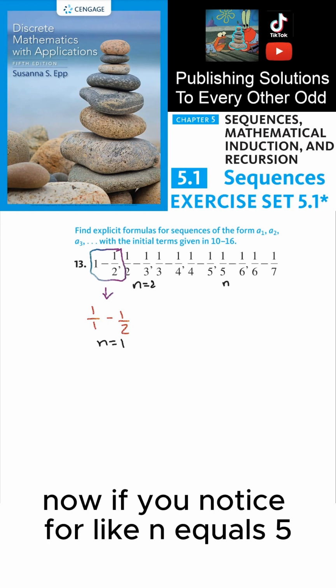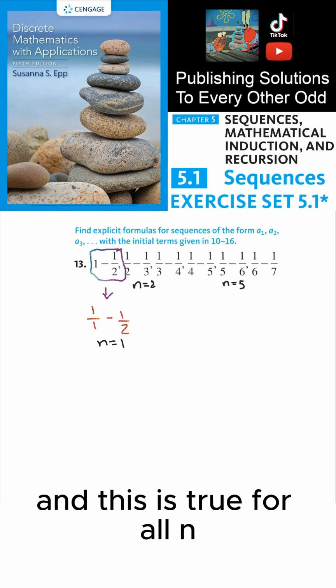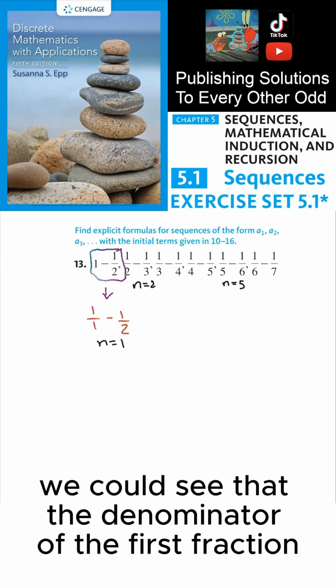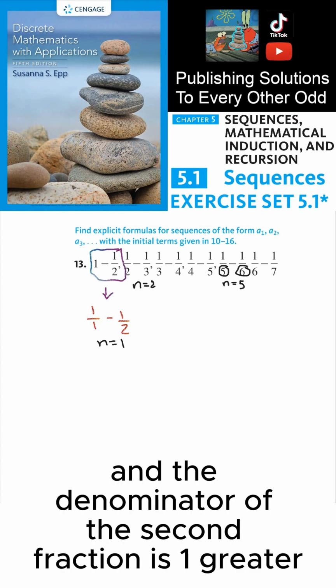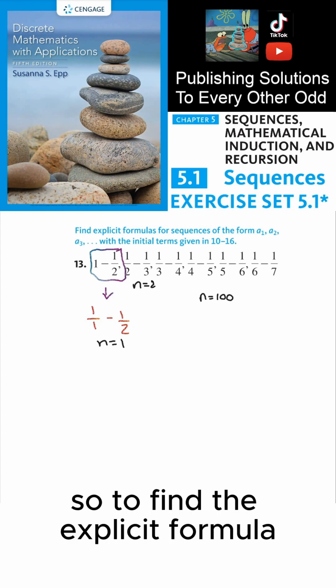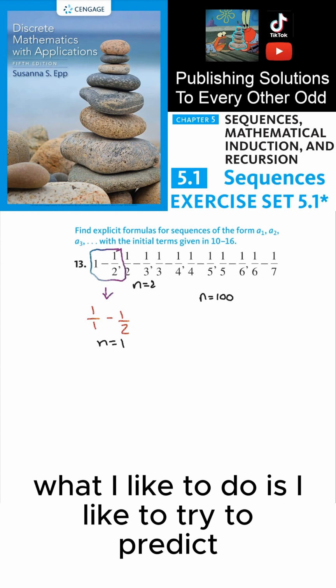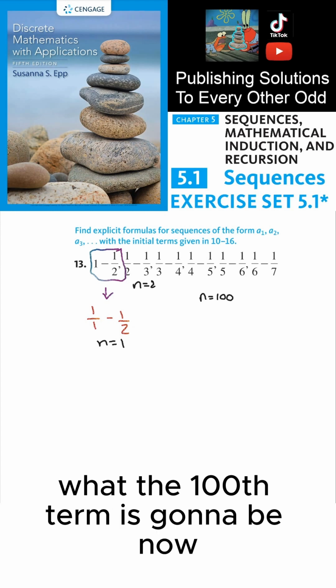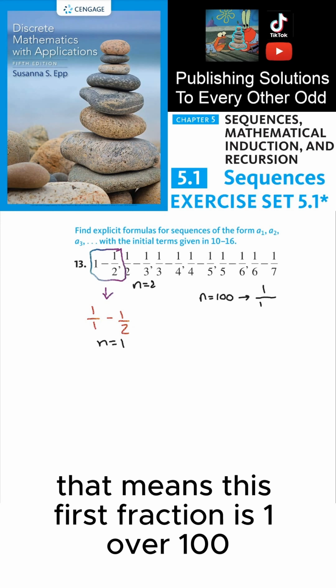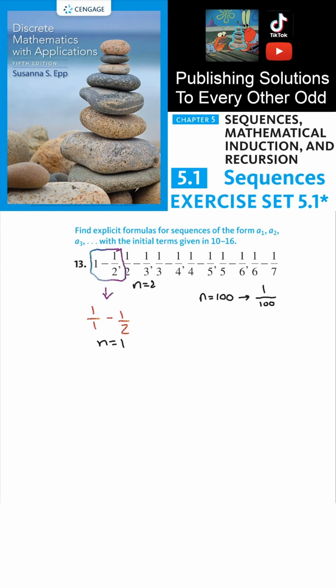Now, if you notice for n equals 5, and this is true for all n, but it's easier to see when you go out a couple terms, the denominator of the first fraction is whatever n is, and the denominator of the second fraction is 1 greater than the denominator of the first fraction. So to find the explicit formula, what I like to do is try to predict what the 100th term is going to be. Since the first fraction has a denominator of whatever n is, this first fraction is 1/100, and then the second fraction would have to be 1/101.